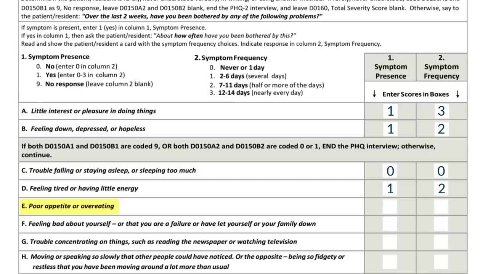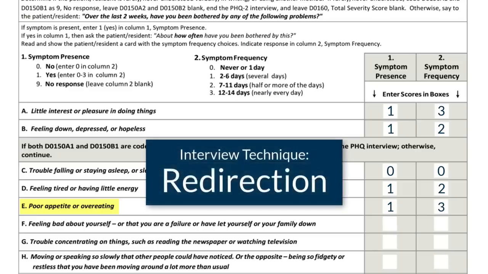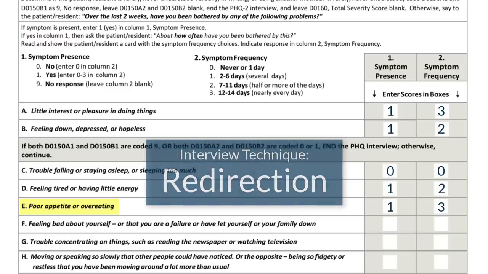The correct coding for Ms. Swanson's symptom presence for D0150E1 would be 1, yes. Ms. Swanson explained how she was bothered by not wanting to eat. The correct coding for Ms. Swanson's symptom frequency for D0150E2 would be 3, 12 to 14 days, nearly every day. Ms. Swanson describes in detail how she has left food uneaten and is bothered by her poor appetite. The nurse redirects Ms. Swanson by asking about symptom frequency again.